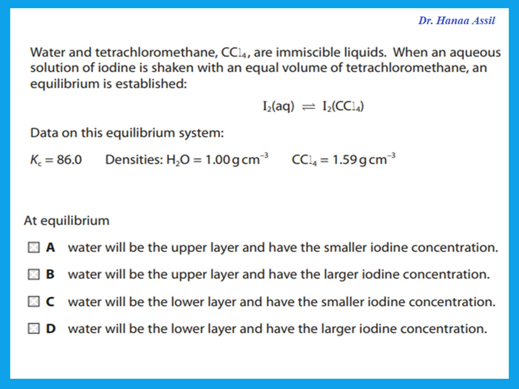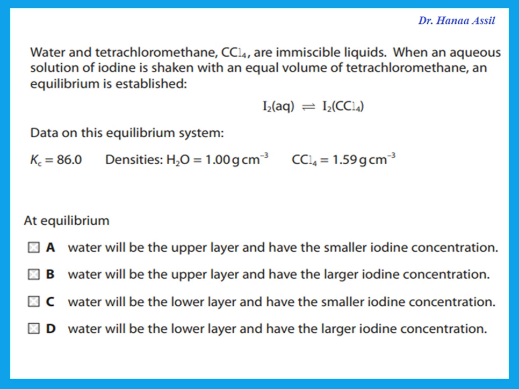So let's take a look at this question. Water and tetrachloromethane are immiscible liquids. When an aqueous solution of iodine is shaken with an equal volume of tetrachloromethane, an equilibrium is established. So I have this equilibrium between iodine in water, aqueous, and iodine in carbon tetrachloride.